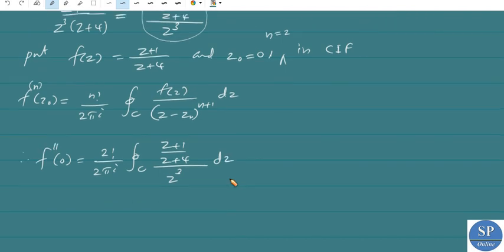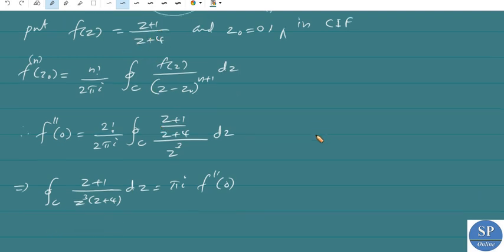This is our required integral. So this implies the integral over C of (z plus 1) divided by z cube into (z plus 4), that is our required integral, is equal to 2 pi i by 2 factorial, which is 2, so this is pi i only, times f double dash of 0. But we know that f(z) is equal to z plus 1 divided by z plus 4, right?